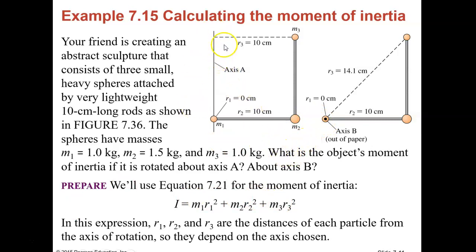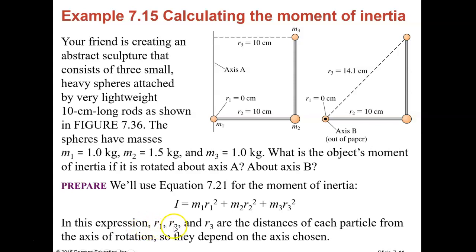So axis A is here. This thing is going to spin around this way. B is just going to rotate in a circle here. So we're going to use equation 7.21 to look at our moment of inertia. It is the mass times the radius squared of each of the points from where it pivots.